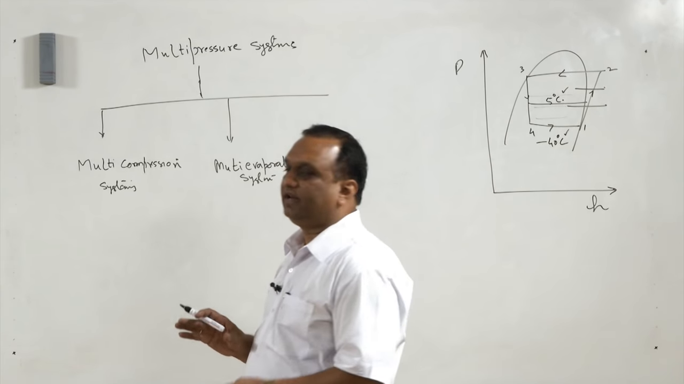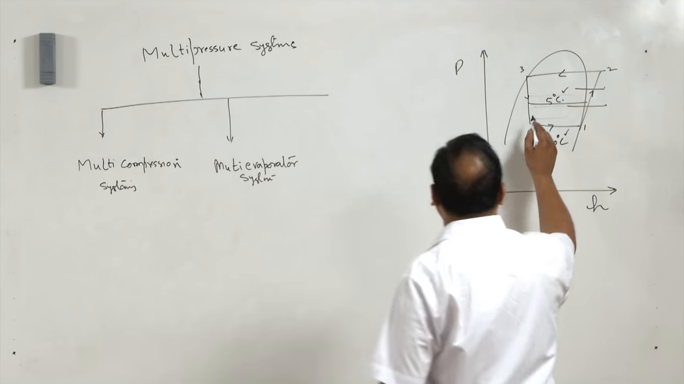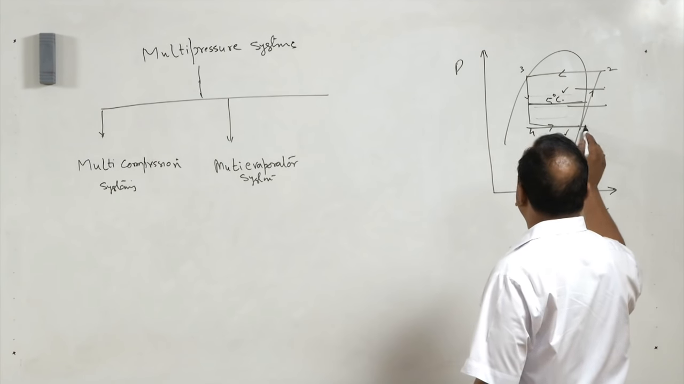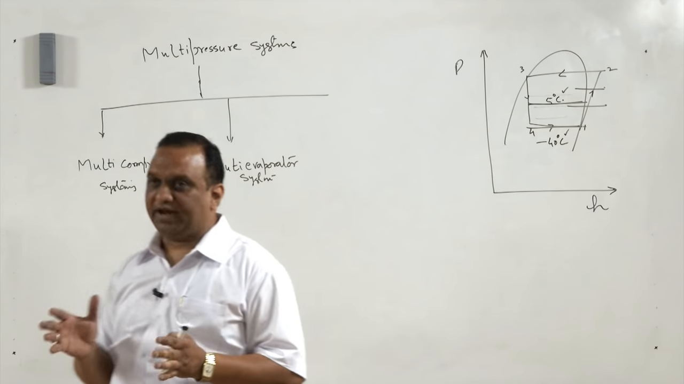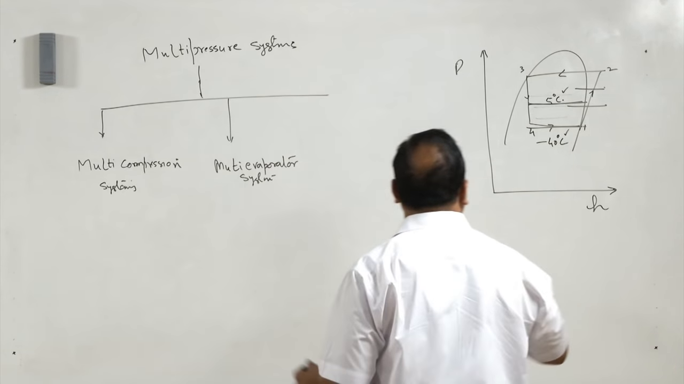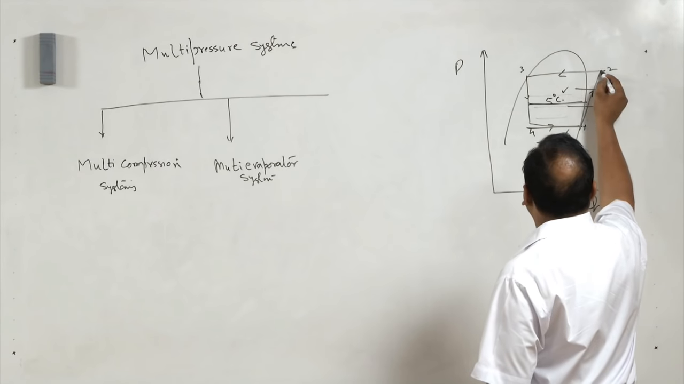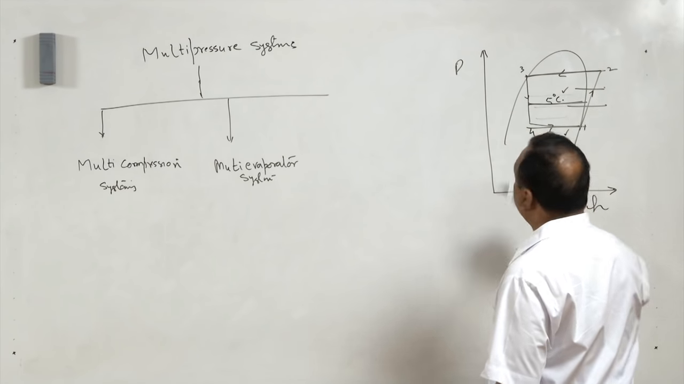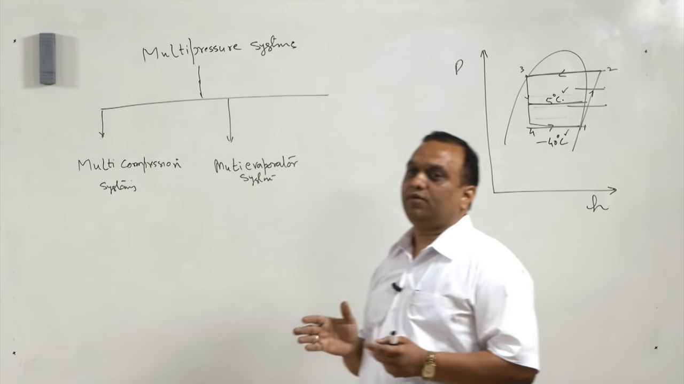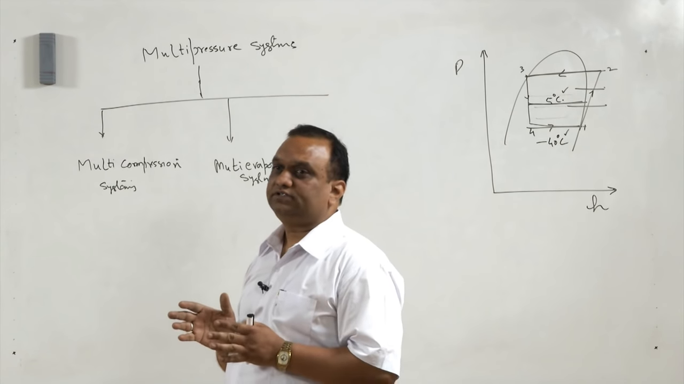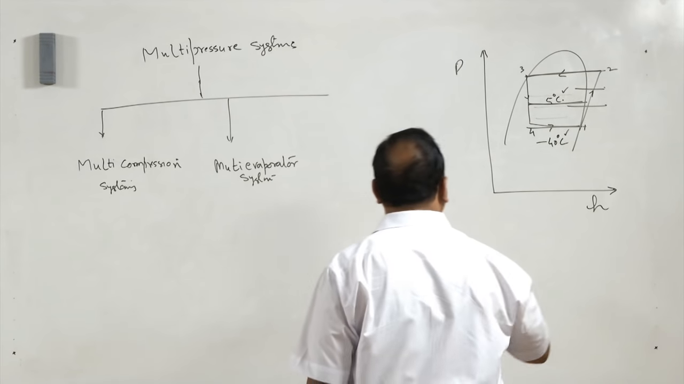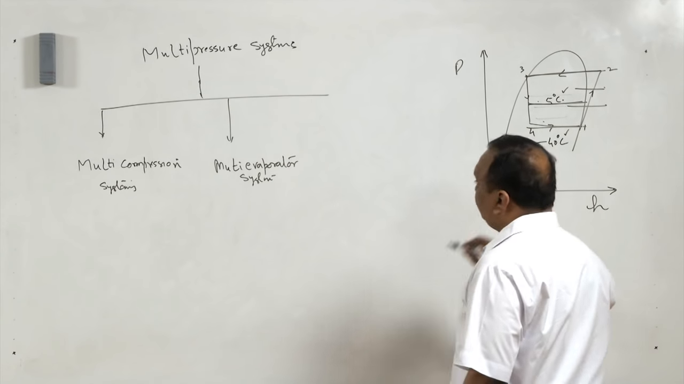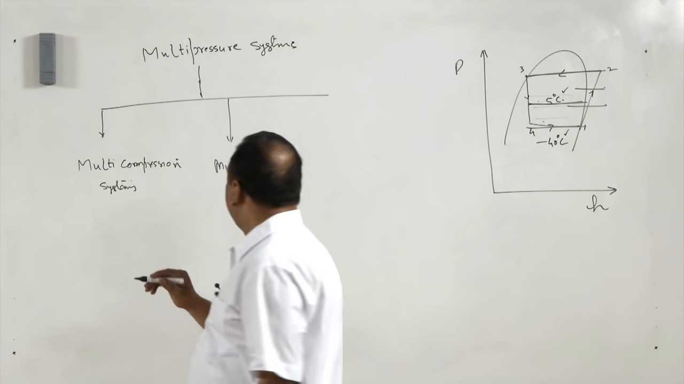I will have to make arrangements. But here, if I have a multi-evaporator system, we can expand the condensed refrigerant at high pressure at state 3 in two different evaporators. These evaporators operate at different temperatures or different pressures. This type of system is known as a multi-evaporator system.